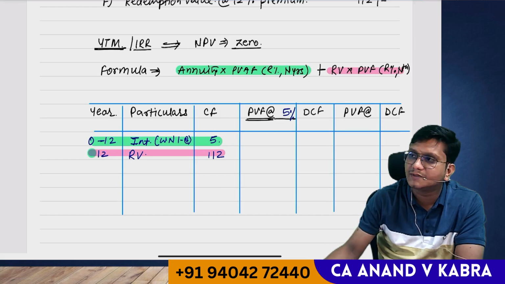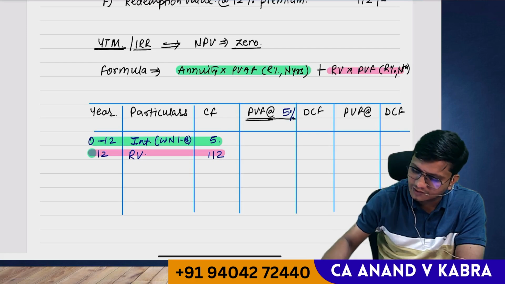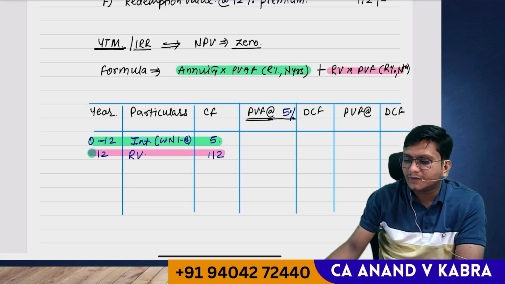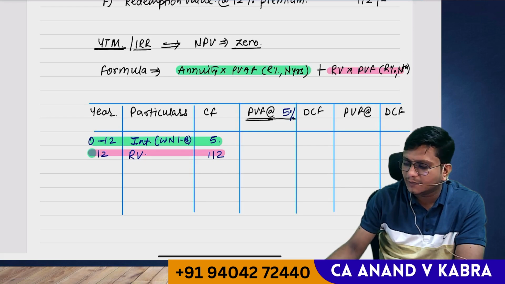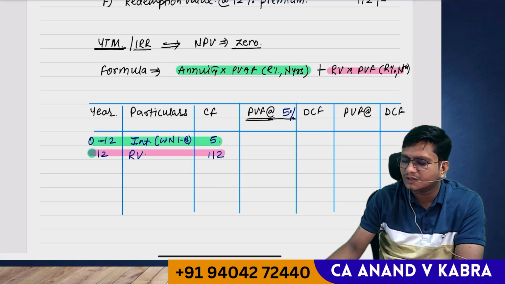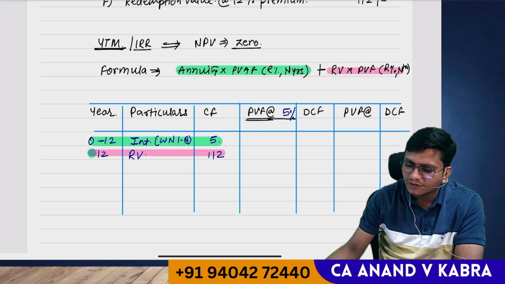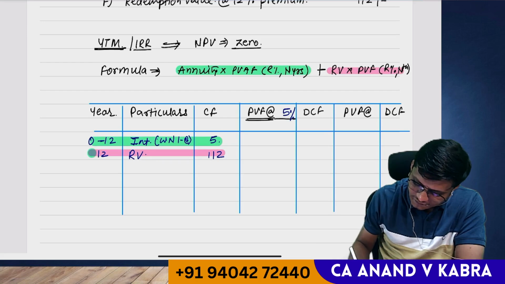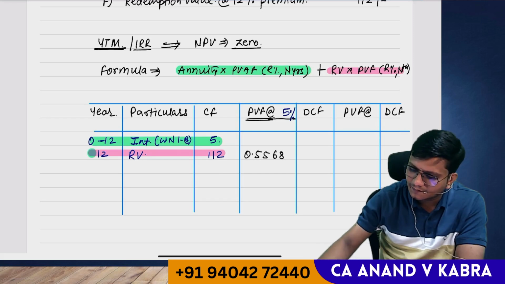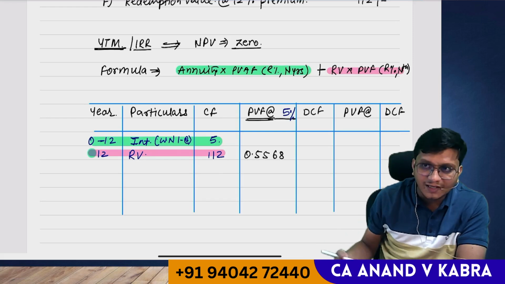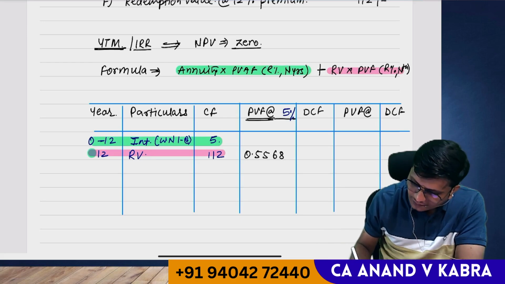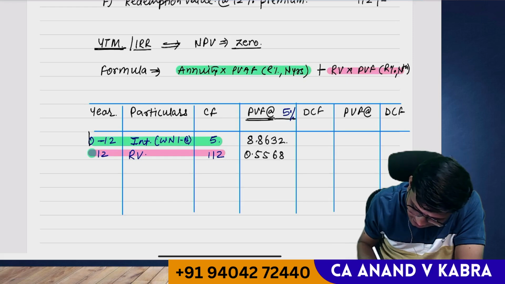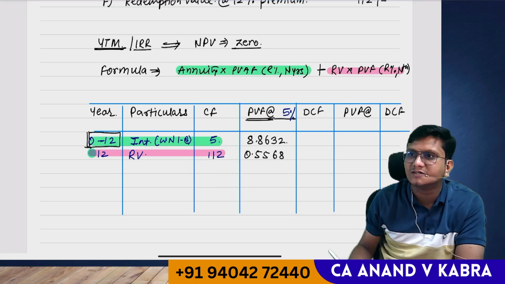Sir, how to calculate present value factors? 1 divided by 1.05. You have to press equal to till step number 14. On step number 14 you will find this value, 0.5568. On pressing GT you will get the present value annuity factor, 8.8632, that is being expressed with this 0 to 12. I have written the range.